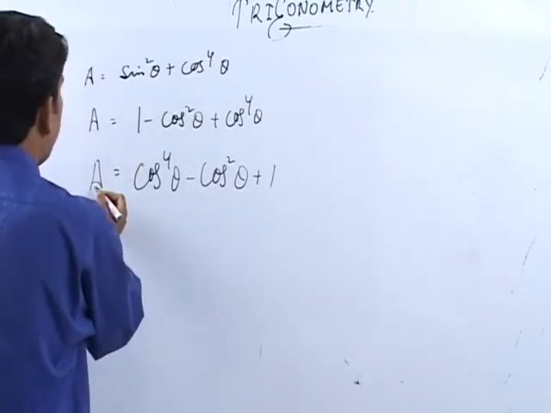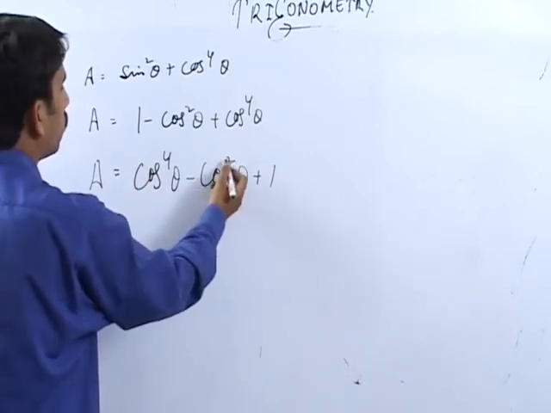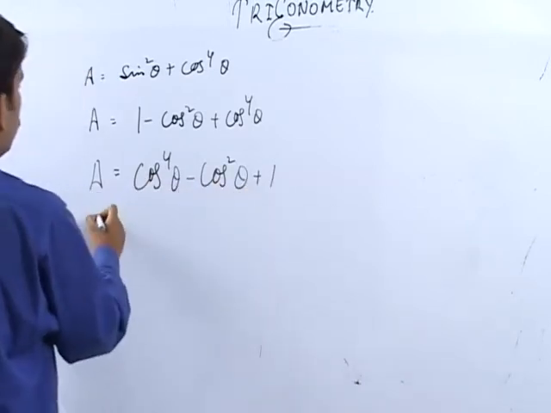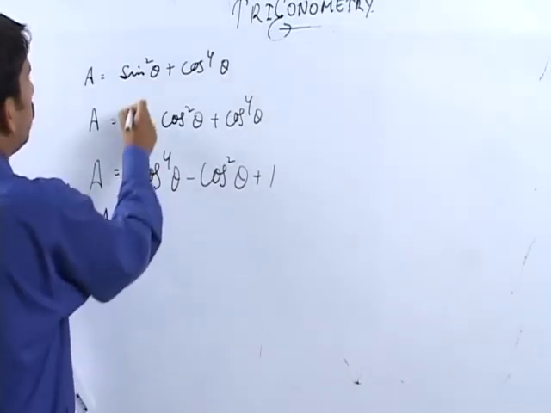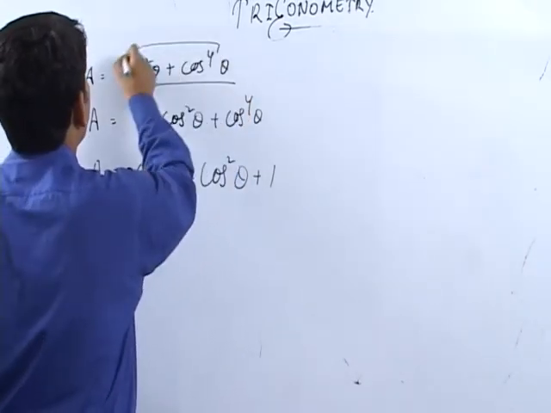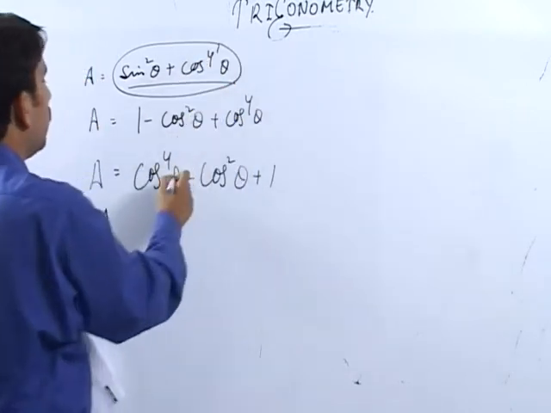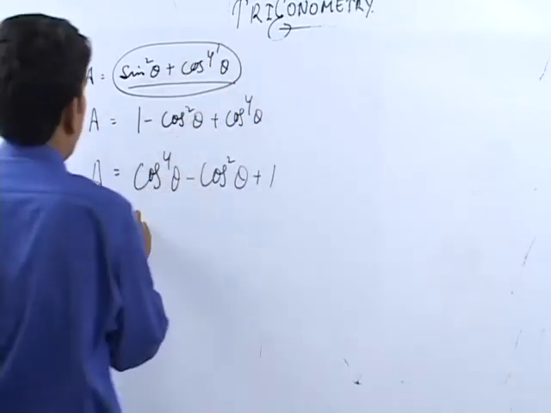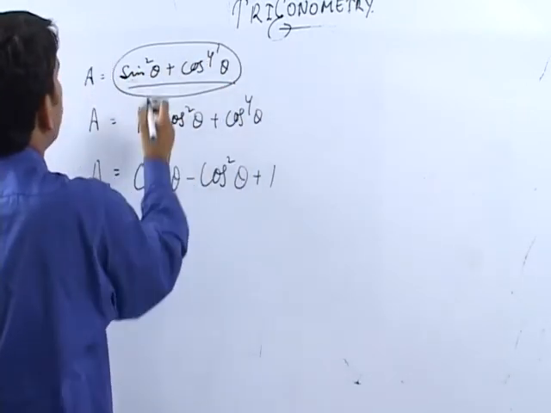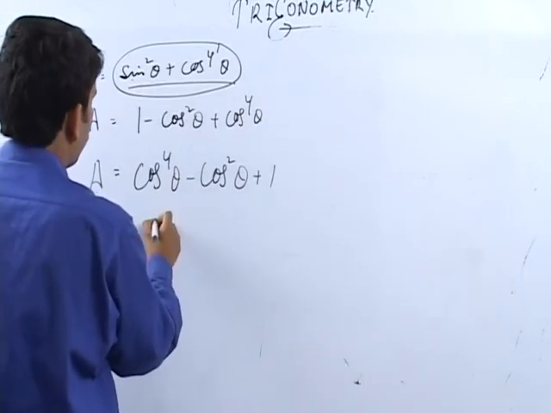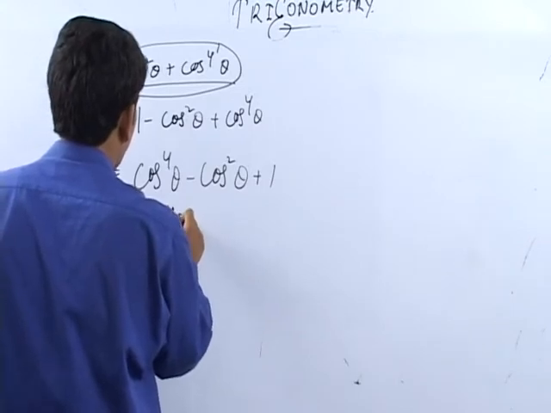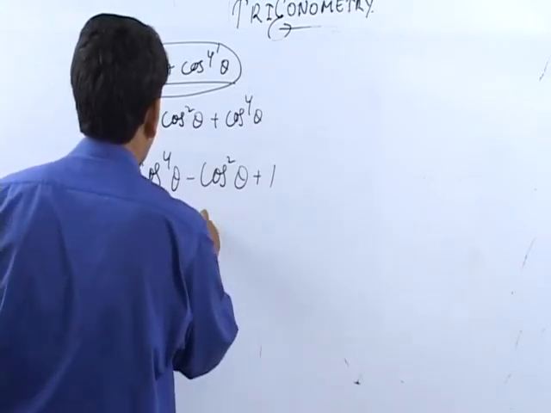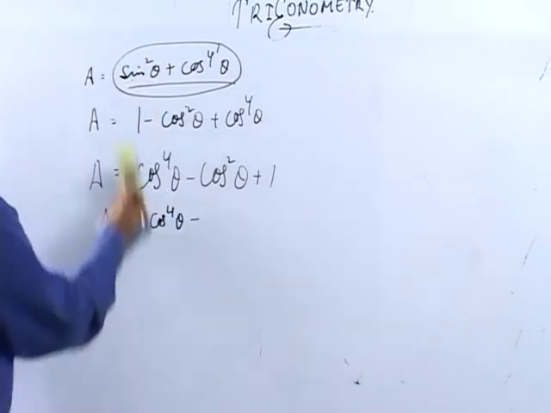Let's say A is equal to cos 4 theta minus cos square theta plus 1. Now its maximum value we can find out by converting it into a single multiple angle, like sin square theta is cos 4 theta minus, let us do this question again.